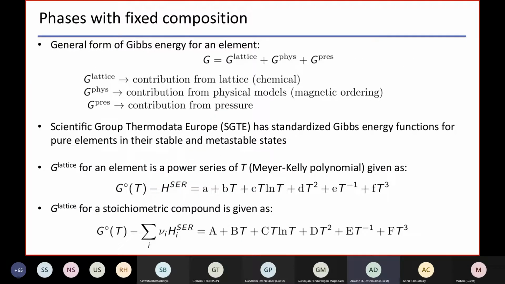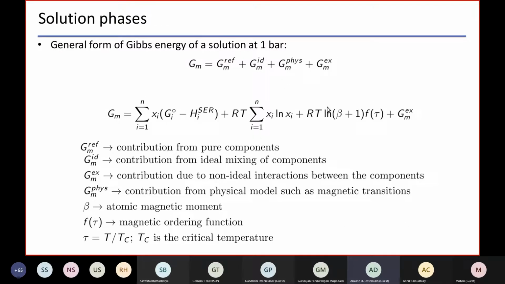And so this expression which I have previously shown, the Gibbs energy of the element, can be used for extrapolation in the binary and ternary alloys. So the pure element data is stored, standardized through SGTE, and can be used later for assessment by different groups to develop the multi-component system. So they account for all the contributions: chemical, magnetic, and pressure. This discussion is also there in the previous talk.